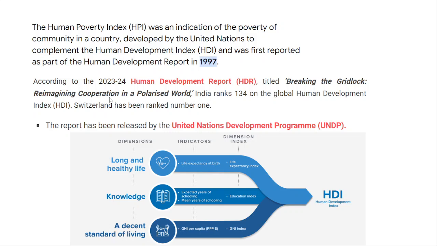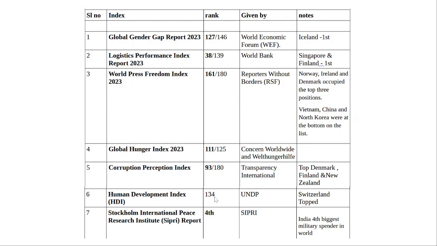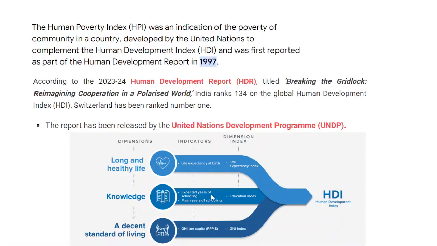So it is a polarized world. You have the Middle East. Okay, so India ranks 134 on the Global Human Development Index. So that is right, 134. See, HDI is 134. Remember this, 134.